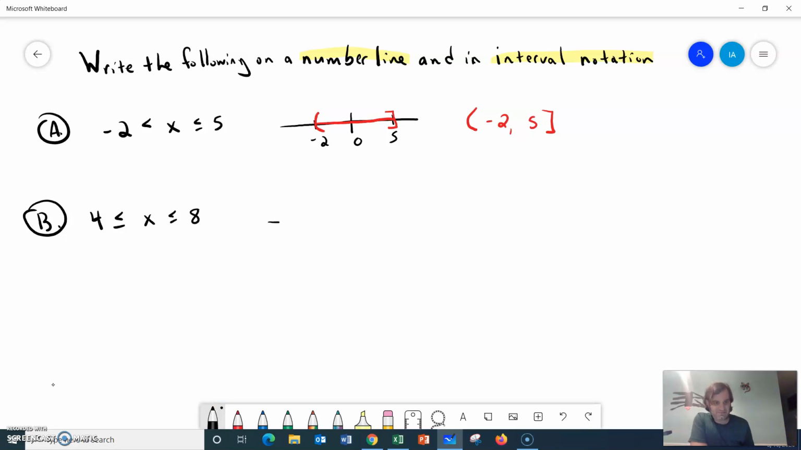The next one here, 4 is less than or equal to x, and x is less than or equal to 8. So there's 0, and both 4 and 8 are to the right of 0. Make sure you put them in the correct order. But 4 is less than or equal to x, that is a bracket. X is less than or equal to 8, that is another bracket, and so we want the middle. So we have bracket 4, 8, bracket. And compound inequalities are pretty easy to convert over.